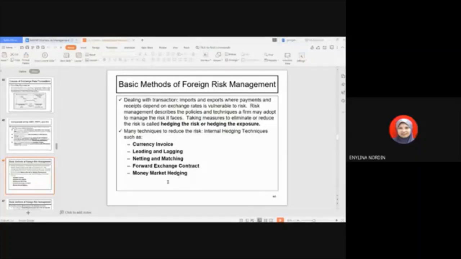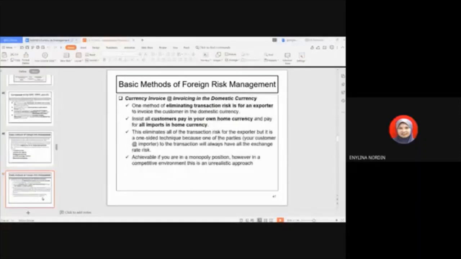Today I will continue with the other basic methods of foreign risk management, which is money market hedging. Previously we covered currency invoicing, leading and lagging, netting and matching, and then forward exchange contract, which was already explained on the previous slide. Now I want to explain money market hedging, a technique, strategy or method that can be used by the company to minimize the currency risk.